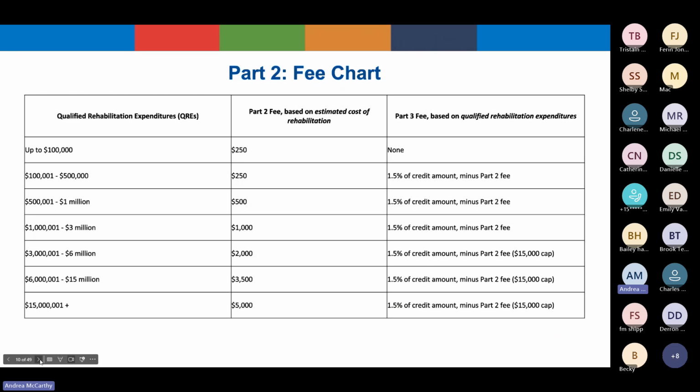Here is our Part 2 fee chart. Note that there is an overall fee cap of $15,000 for the overall fee, but for the Part 2 fee specifically, the most you'll pay is $5,000. However, most of our projects are going to fall within the $250 or $500 fee range.